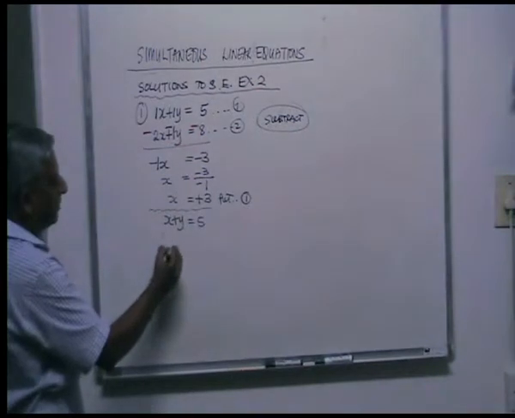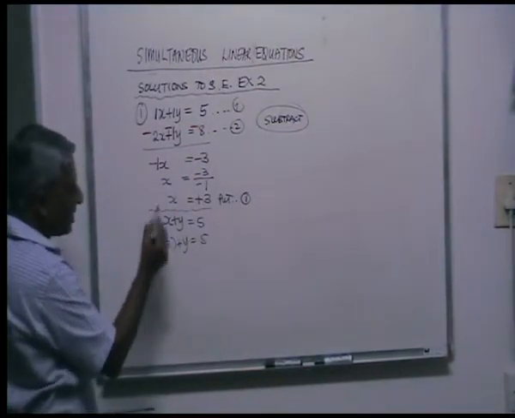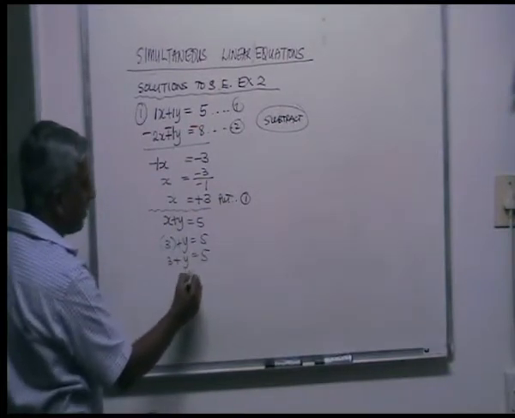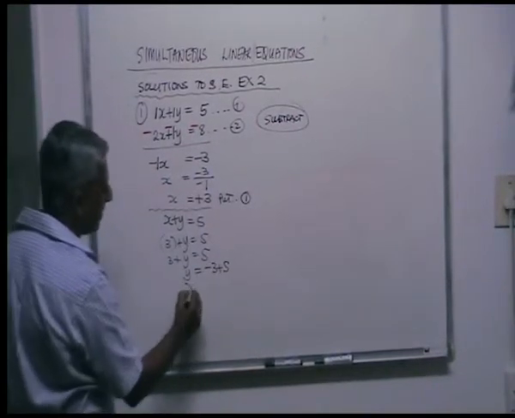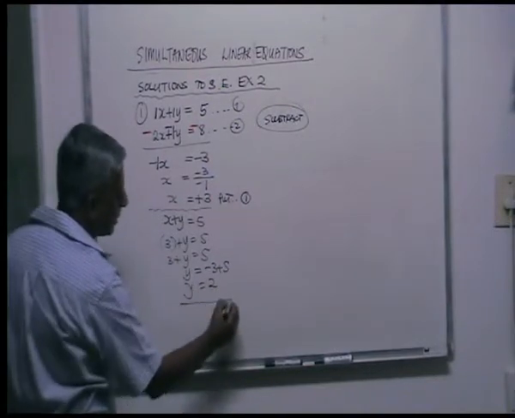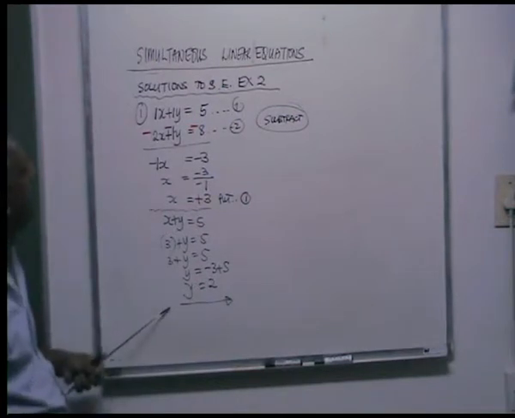Now x is 3, so I'm going to be putting a number there for x. X is 3, so I put it in there. So 3 plus y is 5. Y is, take that there, it becomes minus 3 plus 5. Y is equal to 2. And so you have solved that x is 3 and y is 2.